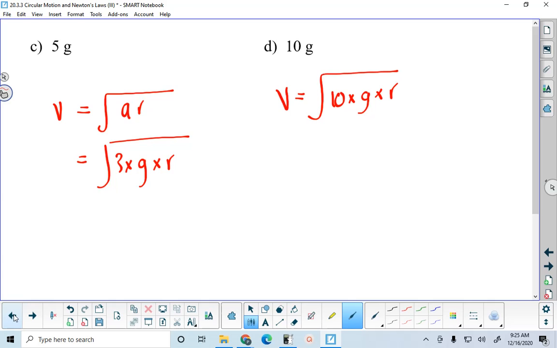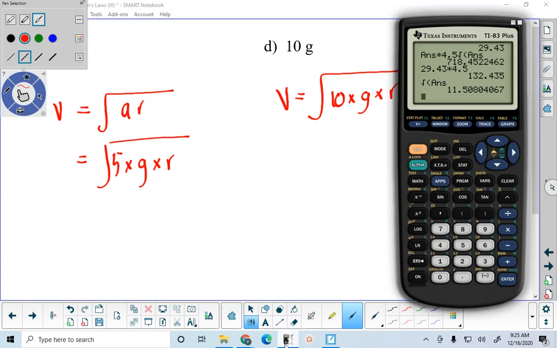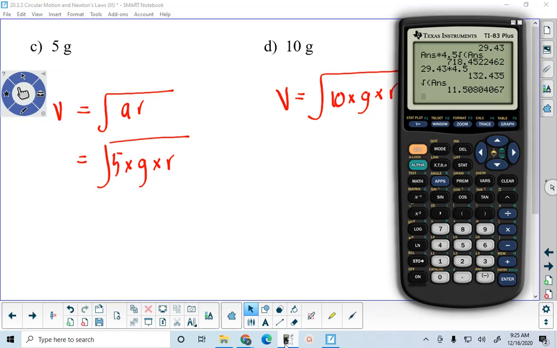We can customize that formula. We created the speed equals the square root of AR even more by just putting in the number of G's, and I'm not sure why I wrote 3. The number of G's times R. So if we take 5 times 9.81 times the radius and take the square root, we get our answer. So can I get some people to start typing some answers here for C, what you get, please?